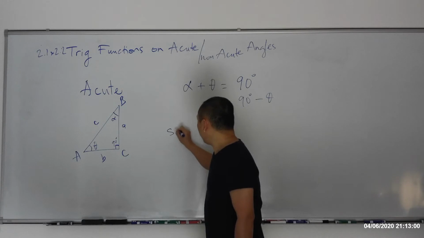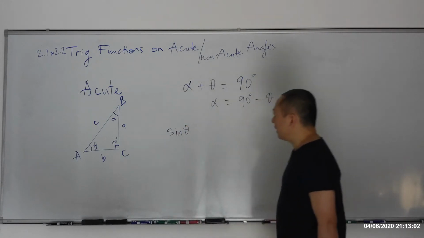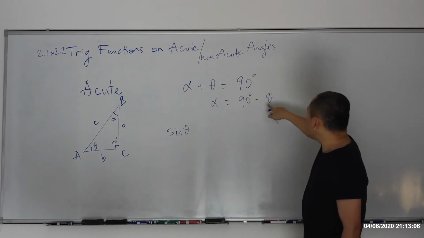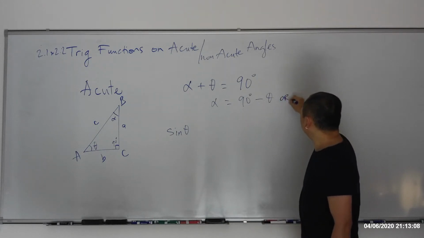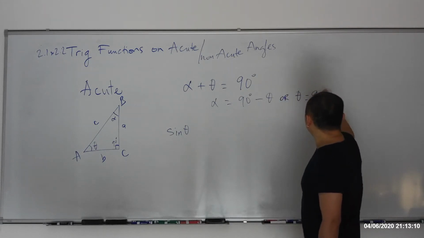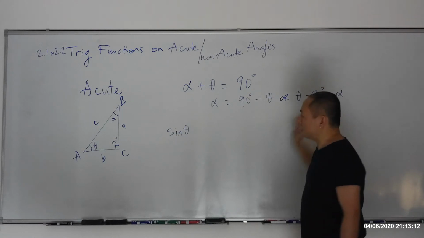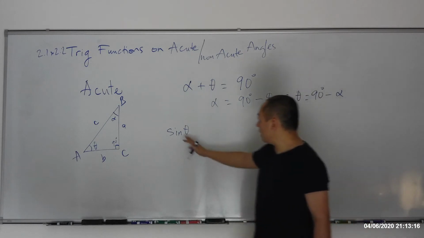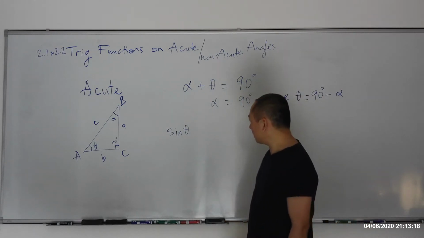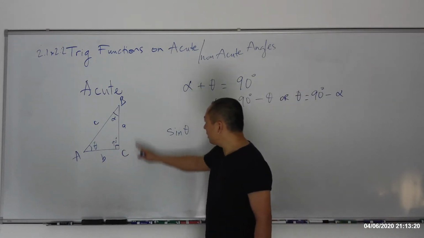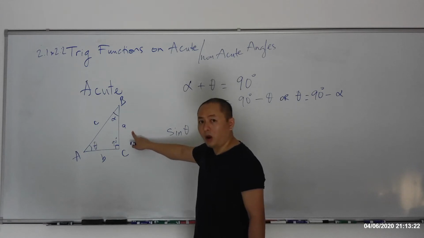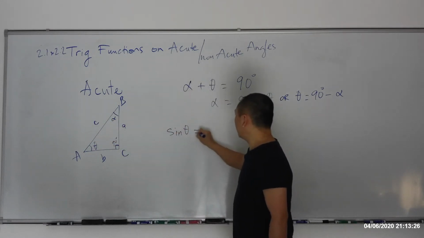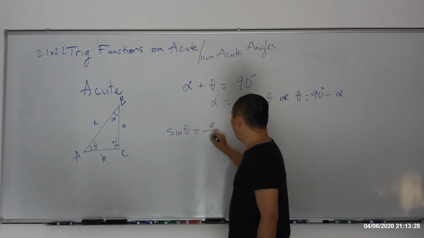Let's start with sine theta. Sine theta, oh, by the way, if you got alpha equal to 90 minus theta, it's the same thing as theta being equal to 90 degrees minus alpha. I think that's just so obvious, so I wrote one, but you can know both. Okay? Sine theta, which we learned previously, sine is opposite over hypotenuse. So this is equal to a over c.